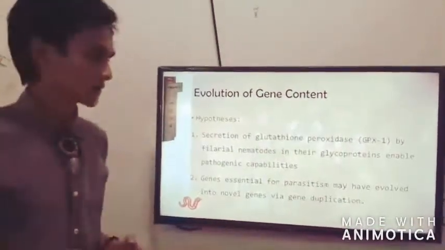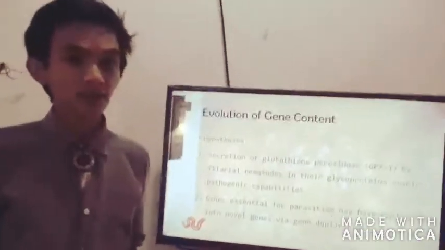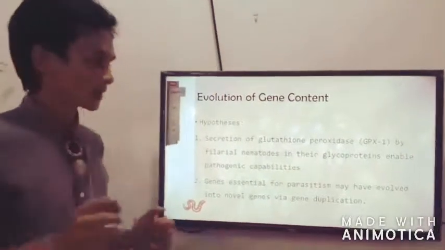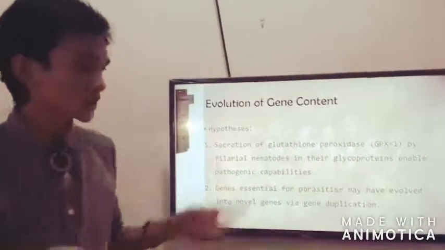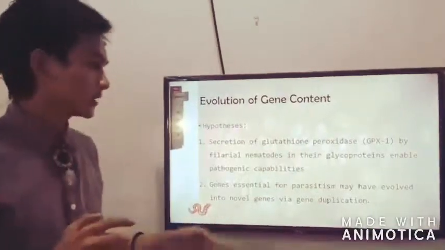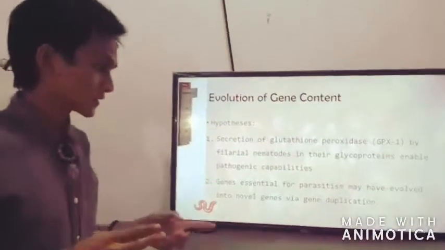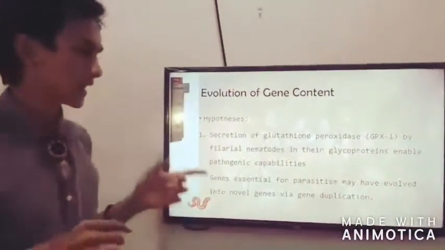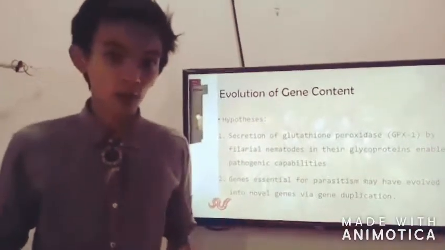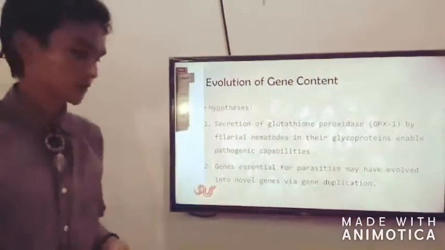There are hypotheses that incorporated the parasitism genes among nematodes. The first is the secretion of a glutathione peroxidase, or GPX1, by filarial nematodes in their glycoproteins, which enables pathogenic capabilities that enable them to survive the acidic environment in the digestive systems of their hosts.